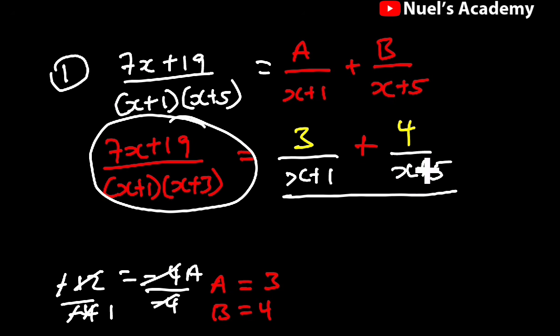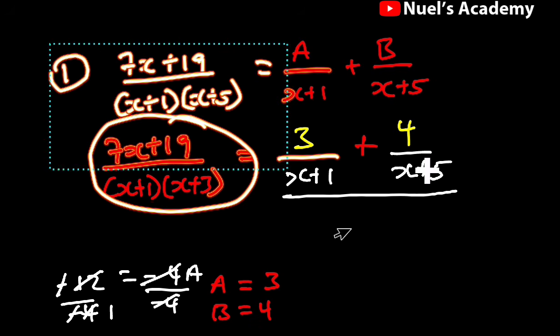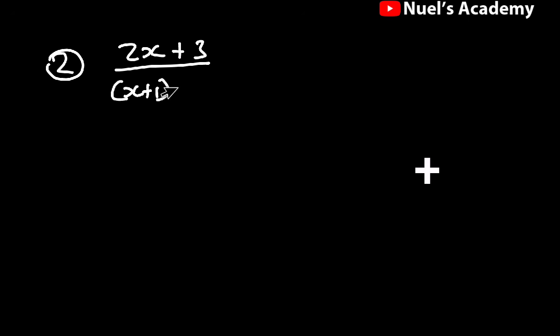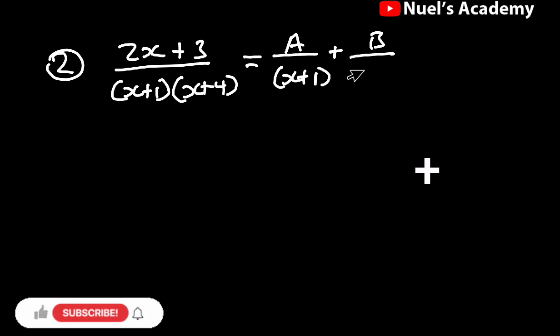So let's solve the second example in this category. The second question is (2x + 3) over (x + 1)(x + 4). Now just like what we did earlier, we're going to equate this to a divided by x + 1 plus b divided by x + 4. Now I want you to pause this video and try this question. When you're done solving it, you play it and see if you got the answer.